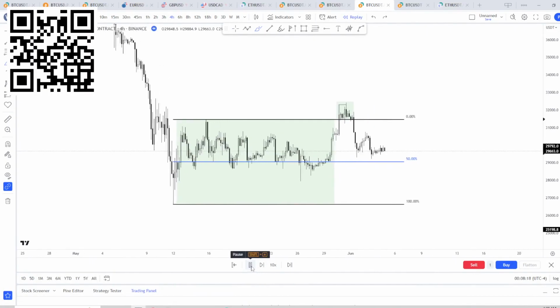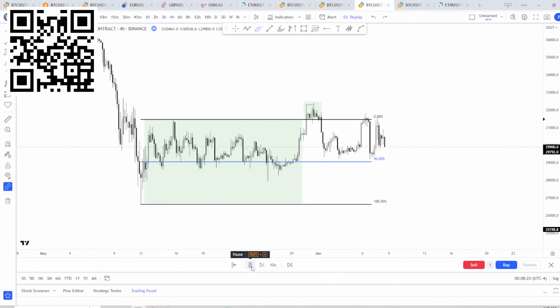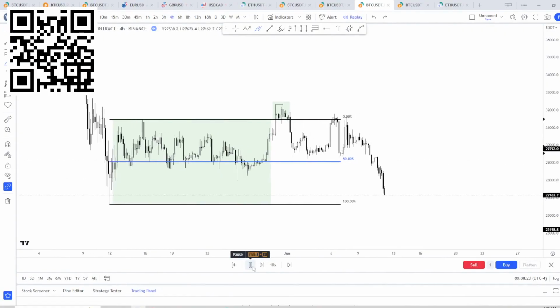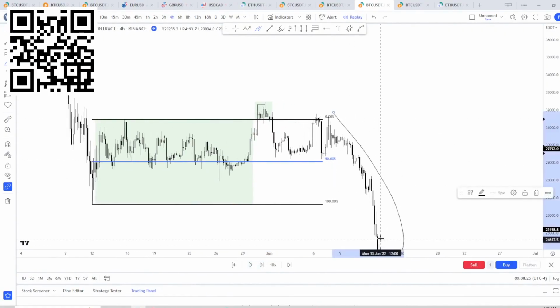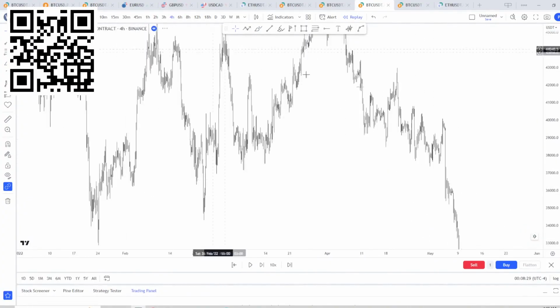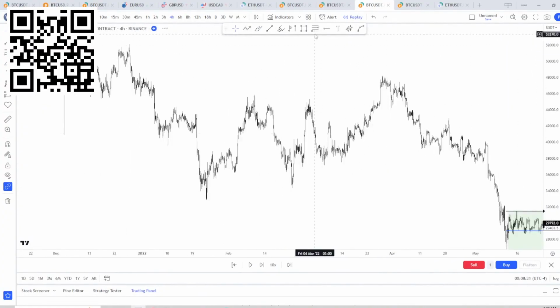Now, it popped up a few times, actually, it looks like. Ultimately going down and continuing on its merry way with a very, very aggressive downtrend, right? So that was quite easy to nail if you had known how to look at this range theory.